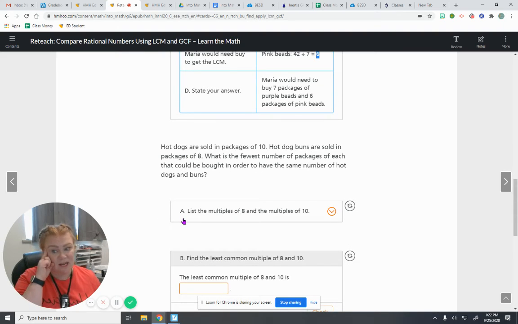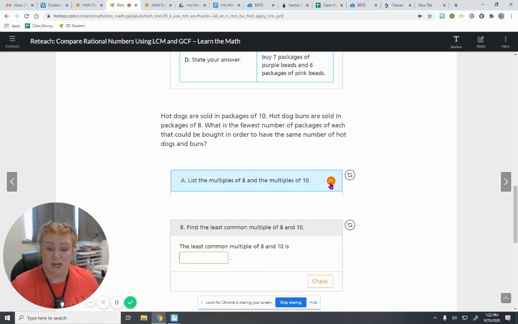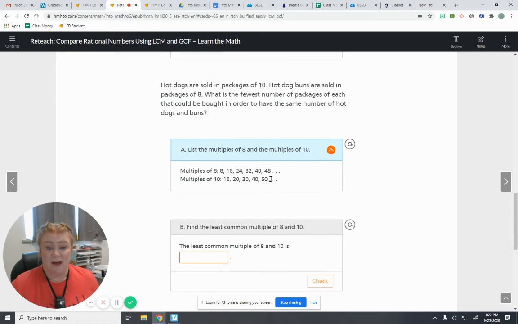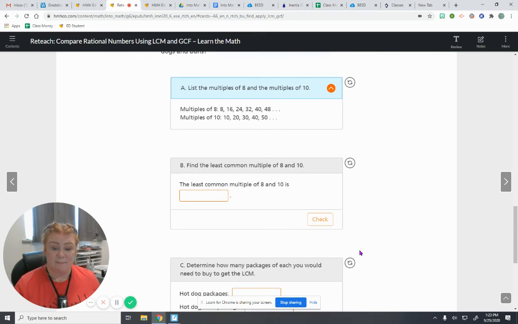So first, think and list all the multiples of 8. So 8, 16, 24, 32, and 40, 48, 56, 64, 72, 80. And then 10s are pretty easy, just all the numbers ending in 0: 10, 20, 30. Okay, see if you can check your work here. See if you can find the smallest number that they have in common and type it in there.